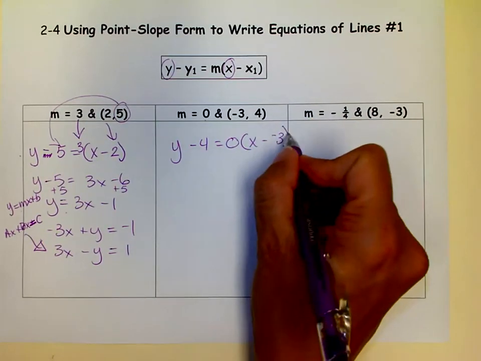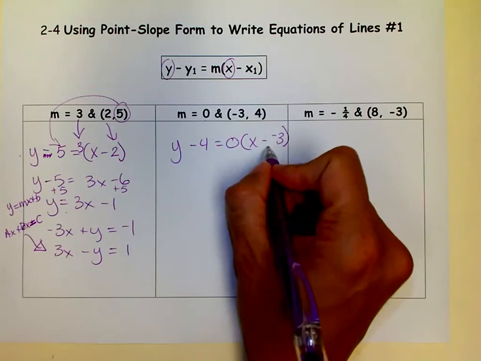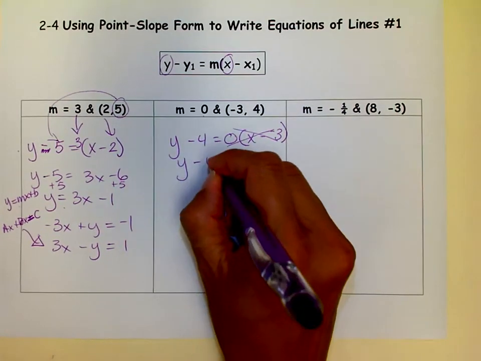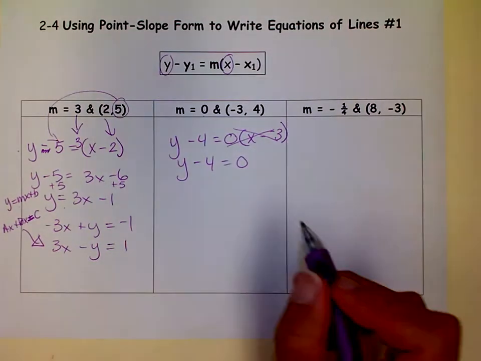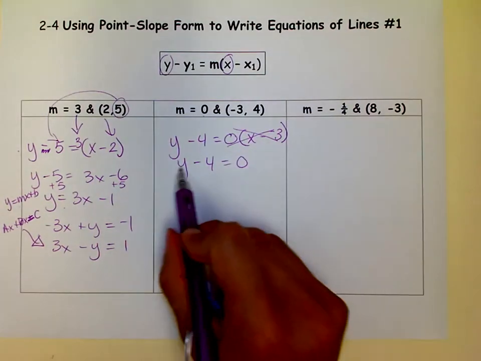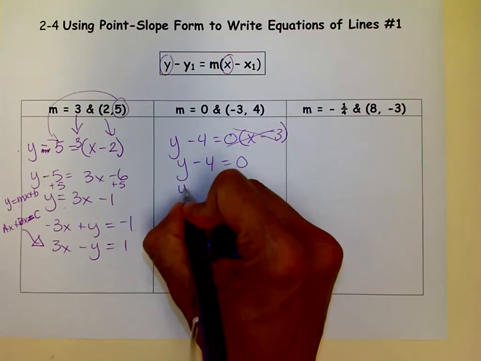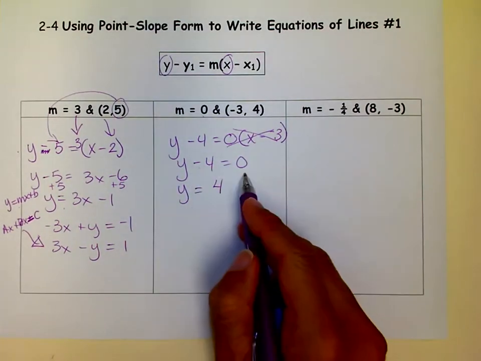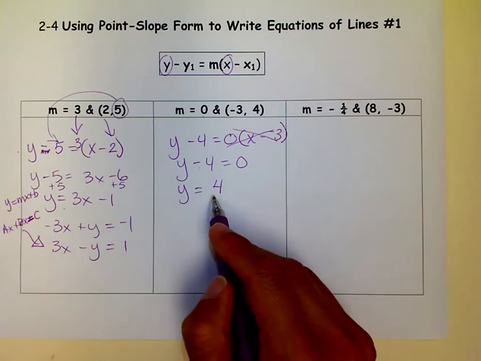Now, 0 is multiplied by something, and if 0 is multiplied by something, it doesn't matter what it is, it's 0. So I have y minus 4 equals 0. So this is point-slope form, but if you wanted to get it in slope-intercept form, it would look like this, because you'd add 4 to both sides, and this also works for standard form.